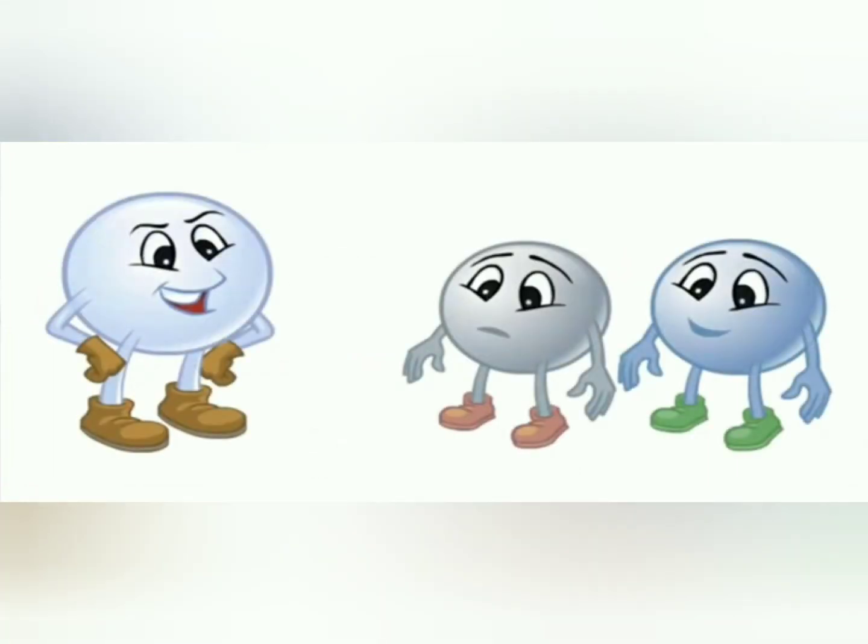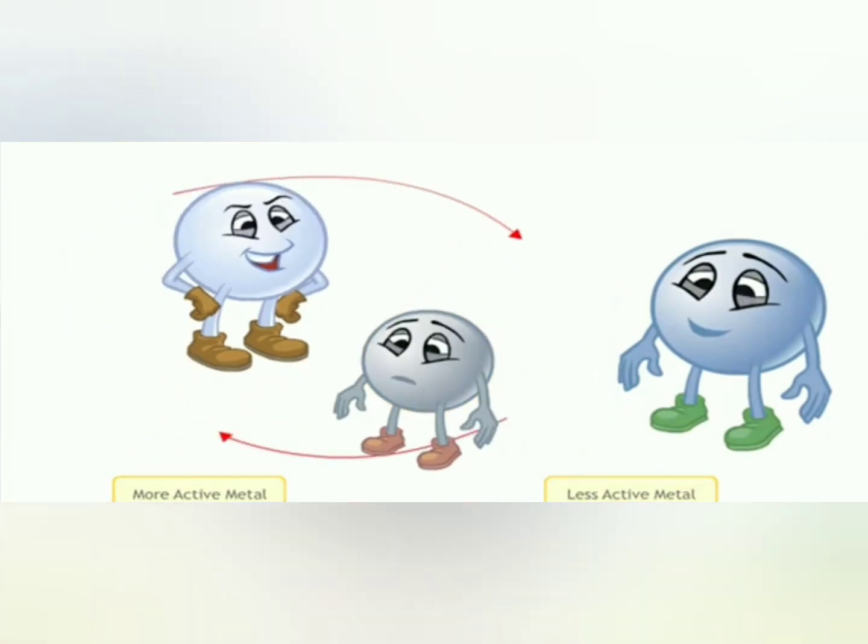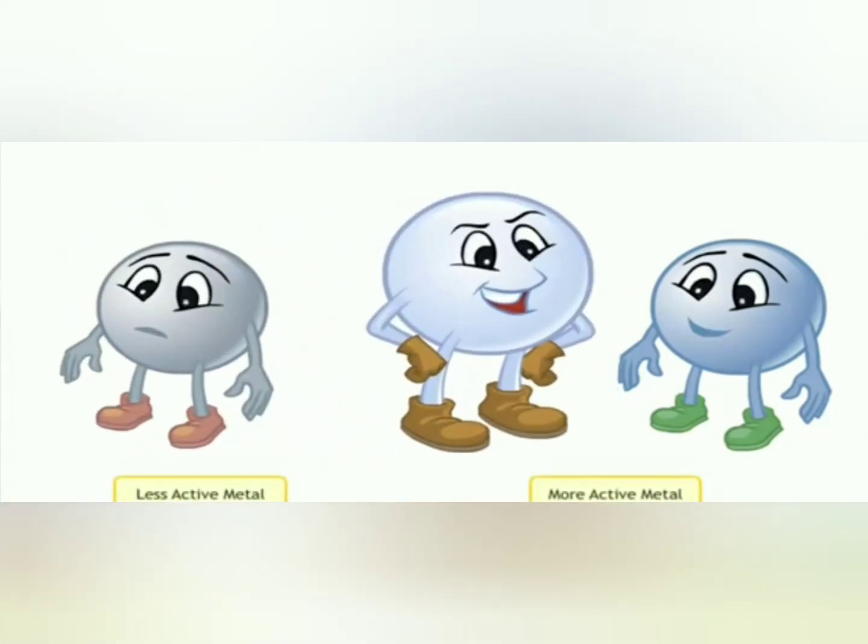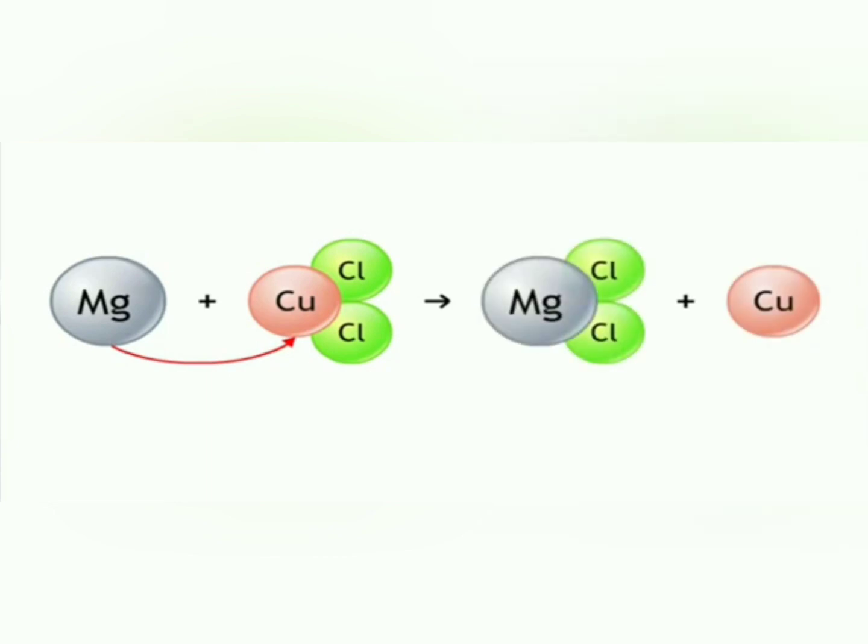Generally, in a displacement reaction, a more reactive metal displaces a less reactive metal from its compound. For example, in the reaction of magnesium with copper chloride, magnesium, being more reactive, displaces copper to form magnesium chloride and copper.